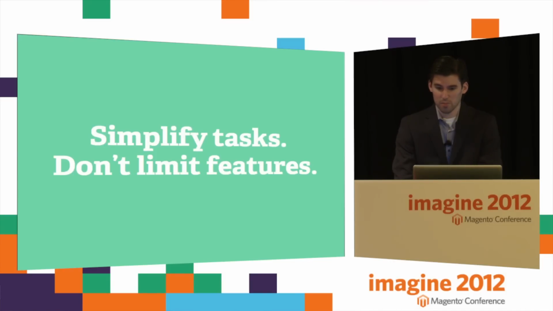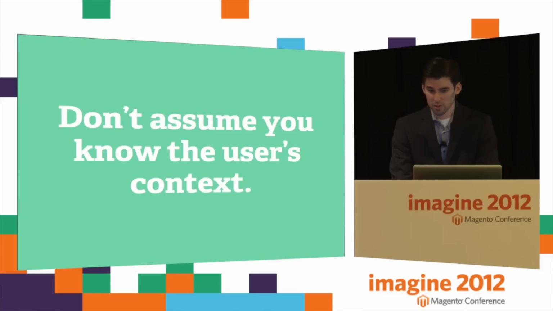Simplify the tasks, but don't limit features. Mobile behavior includes frequent short dips, but also long, sustained dives. Focus on removing barriers and distractions so people can get in and out easily, but also have a reason to stay. Drive this thinking back to the large screen experiences. Don't assume you know the user's context. Start with user goals and work backwards. You'll uncover assumptions faster, avoid costly mistakes and rewrites, and create better experiences.